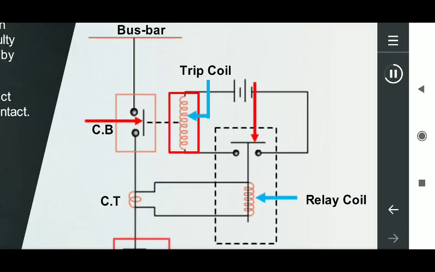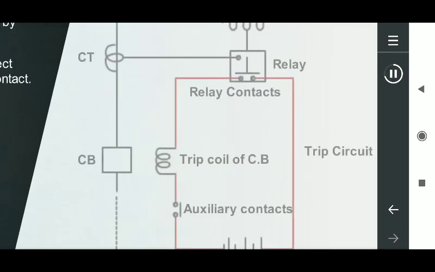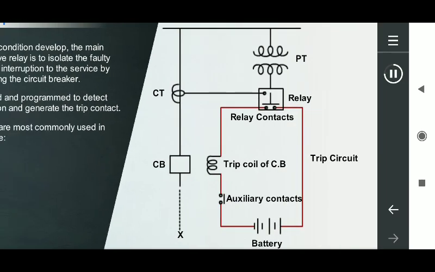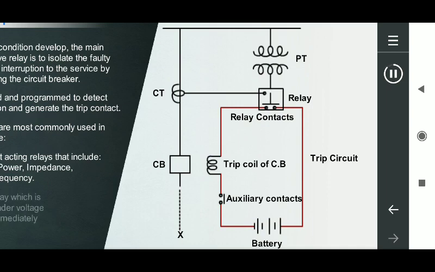Two categories of relay are most commonly used in protective relaying. They are secondary indirect acting relays that include current, voltage, power, impedance, reactance and frequency. And secondary direct acting relays, which are a group of overcurrent and under voltage relays designed to operate immediately or with time lag.